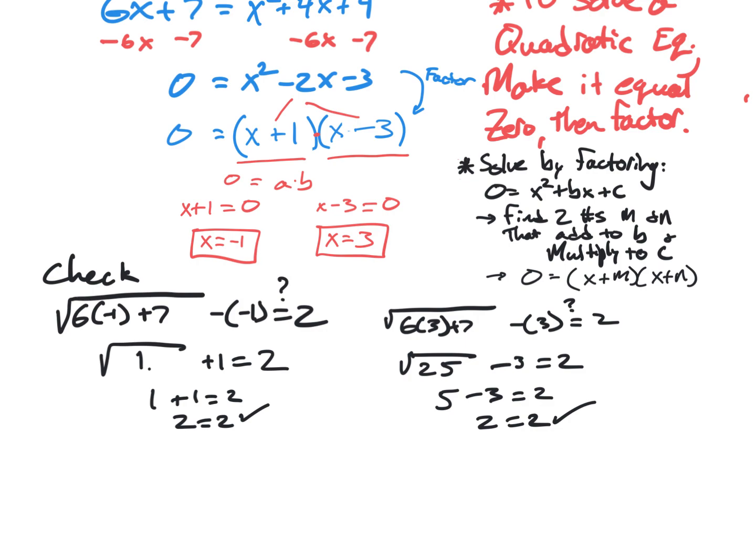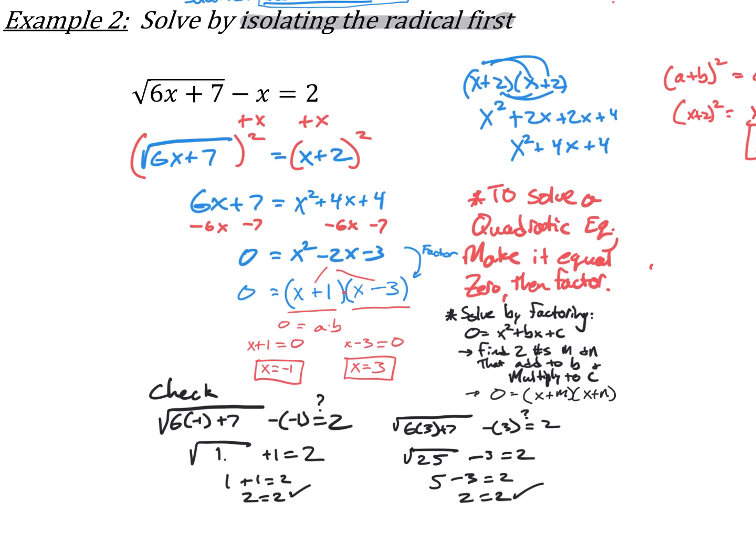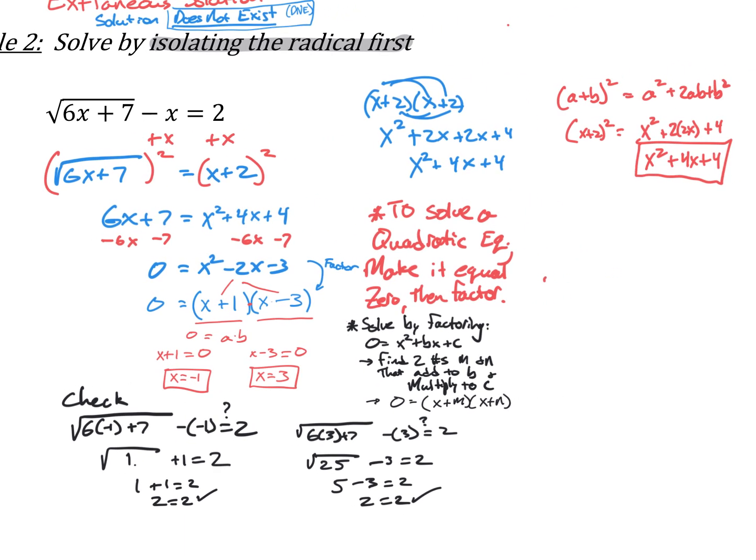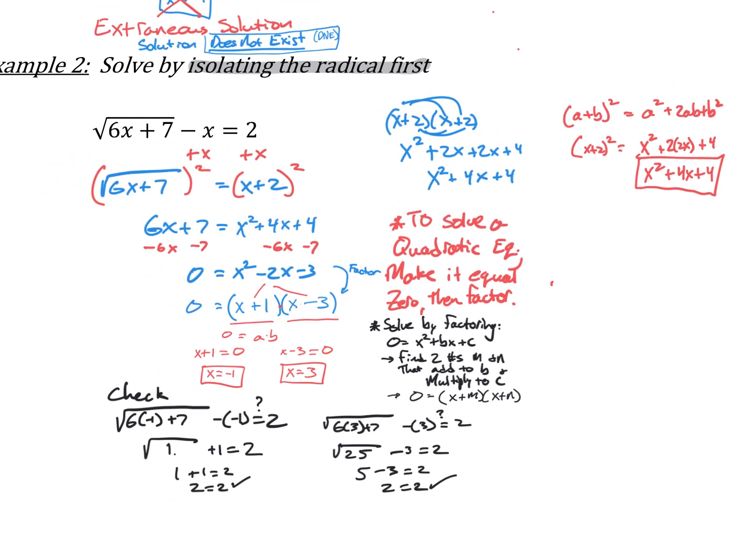All right, so both solutions work. We can keep them both. We don't have to throw any of them out, and that's the key there. So that's how we solve with variables inside and outside of the radical, that is.